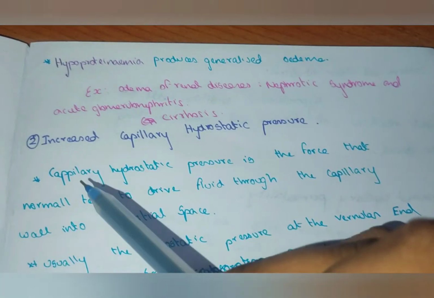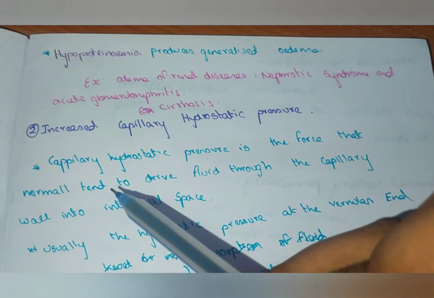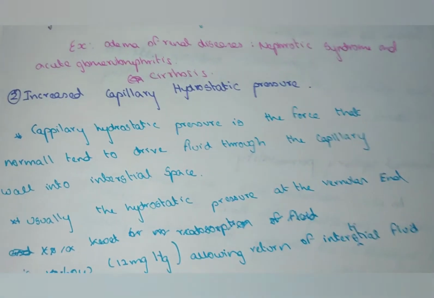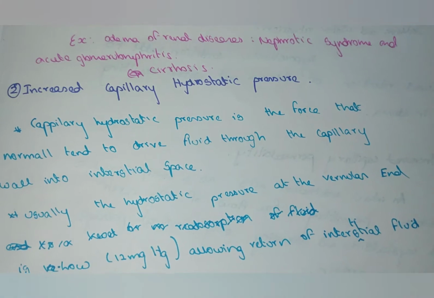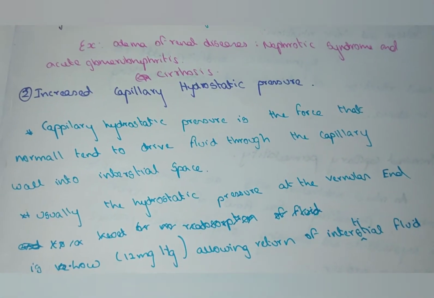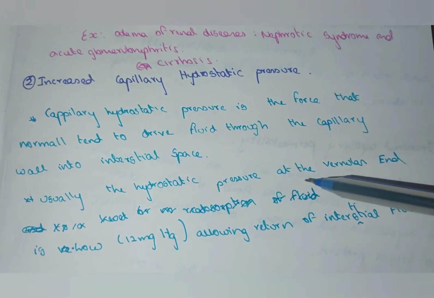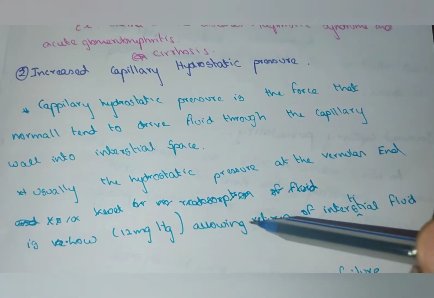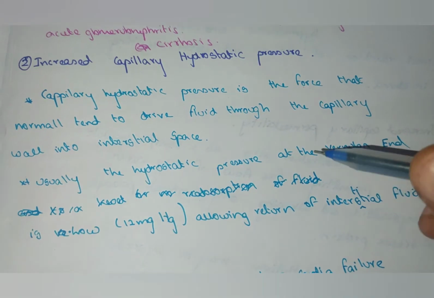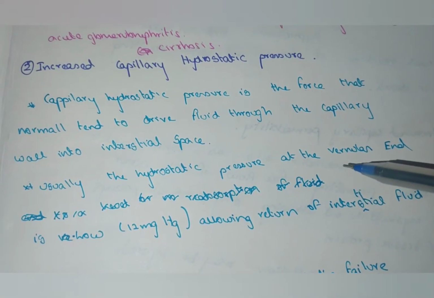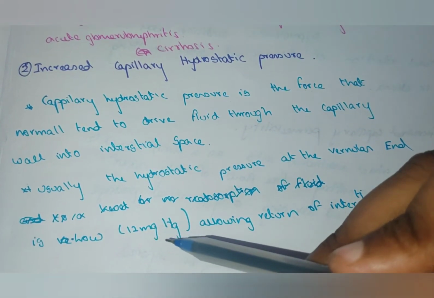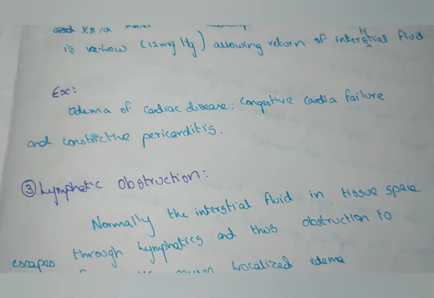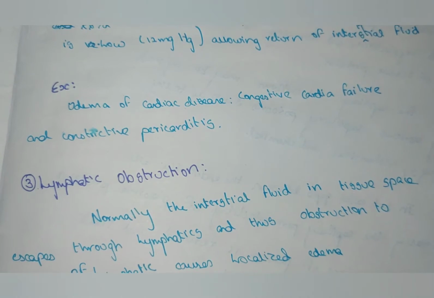Increased capillary hydrostatic pressure. Capillary hydrostatic pressure is the force that normally tends to drive fluid through the capillary wall into the interstitial space. When the capillary hydrostatic pressure is increased, this force drives more fluid from the capillary to the interstitial space. Usually, the hydrostatic pressure at the venular end is very low, 12 millimeters of mercury, allowing return of interstitial fluid. Edema of cardiac disease: congestive cardiac failure and constrictive pericarditis.